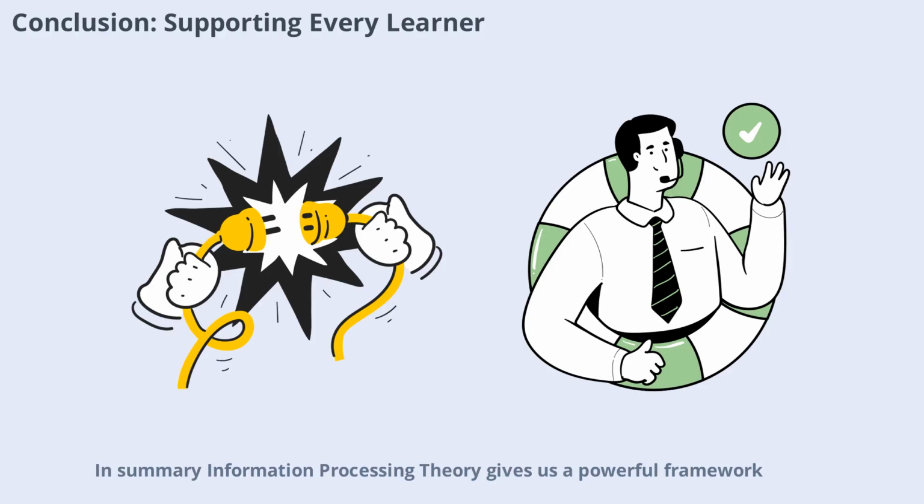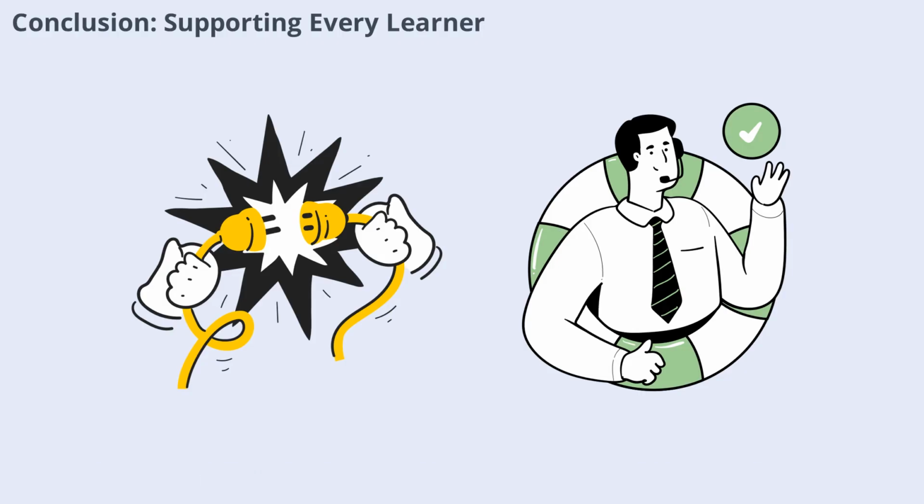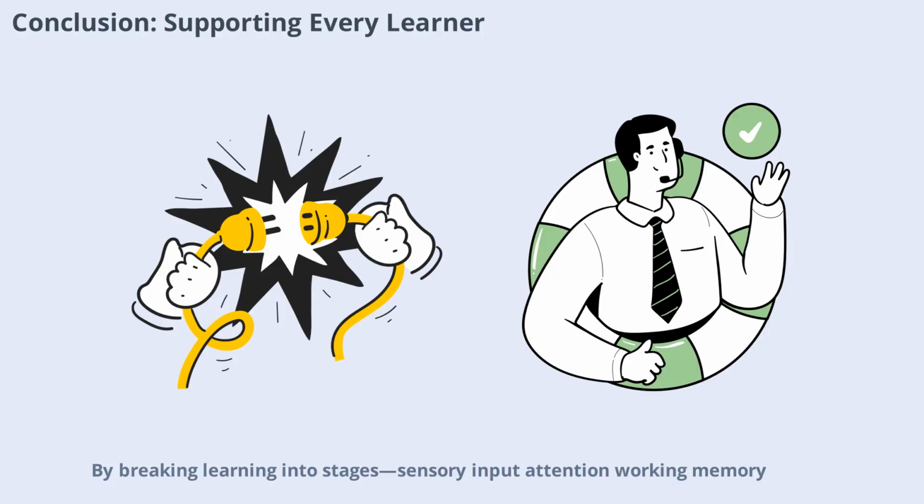Summary: information processing theory gives us a powerful framework for understanding how learning happens in the brain. By breaking learning into stages: sensory input, attention, working memory, long-term memory, and retrieval, we can identify where students struggle and provide the right support. Educational therapists play a crucial role in helping students at every step, ensuring that learning is effective, lasting, and meaningful.